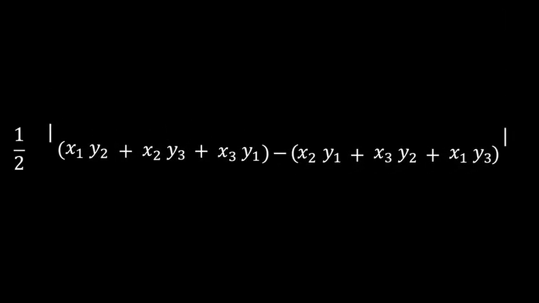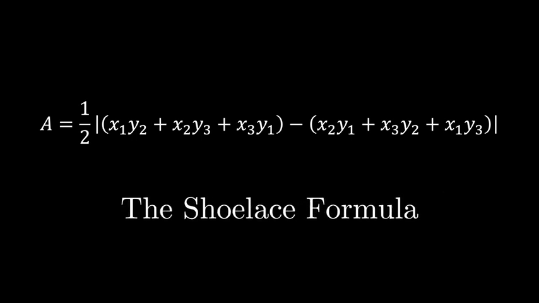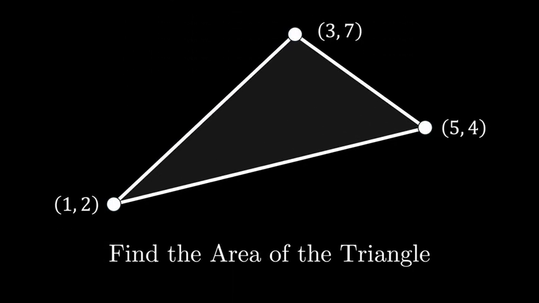Finally, halve this positive difference to calculate the area of the triangle. This is called the shoelace formula because the process resembles the crisscross pattern of a shoelace. Now let's try this with an example. Imagine we have a triangle with these vertices.